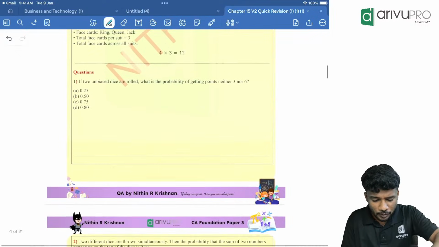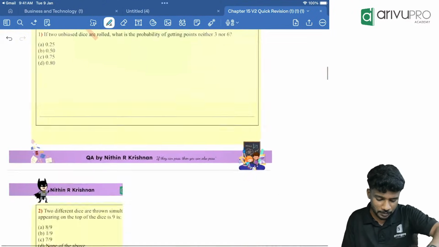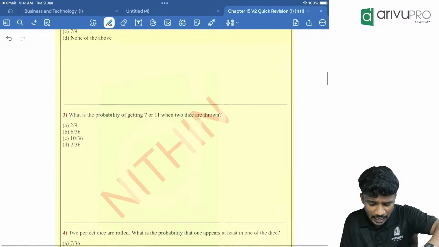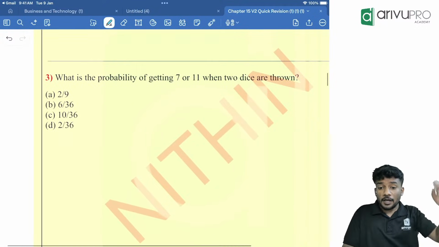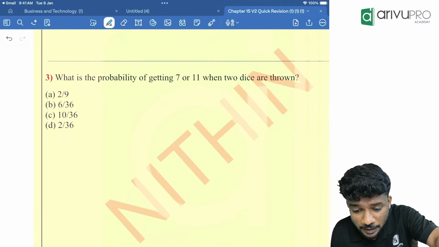I'll take you to the first question. Have a look at this question, people. Yes, what's the plan for revisions?